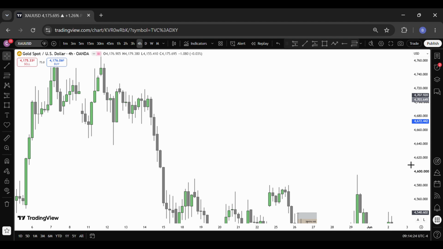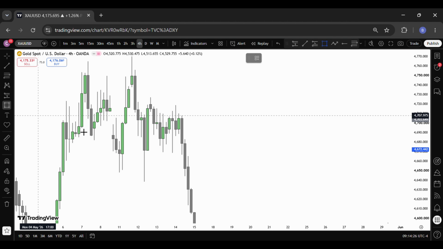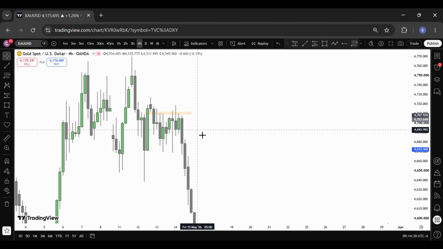All right, so now look at this particular inversion fair value gap. So this is an inversion fair value gap. You're not just going to go to the charts, look for a bullish fair value gap and buy from a bullish fair value gap, or look for a bearish fair value gap and sell from a bearish fair value gap. No, you have to have a bias, you have to know the trend first. You have to know what price action is doing.